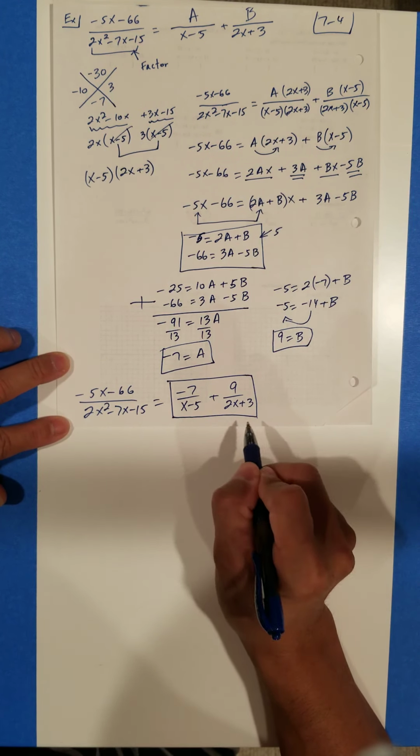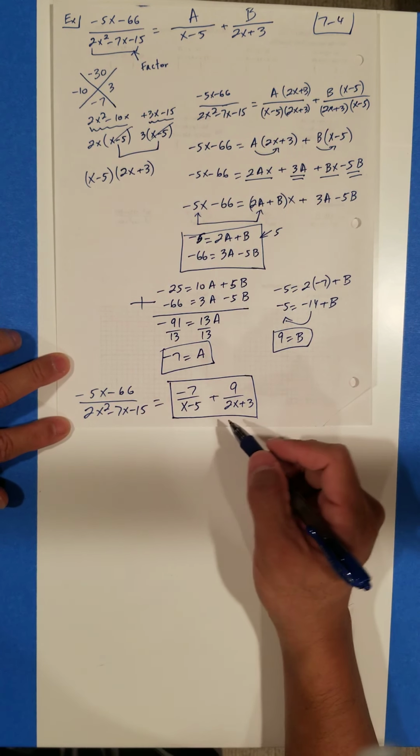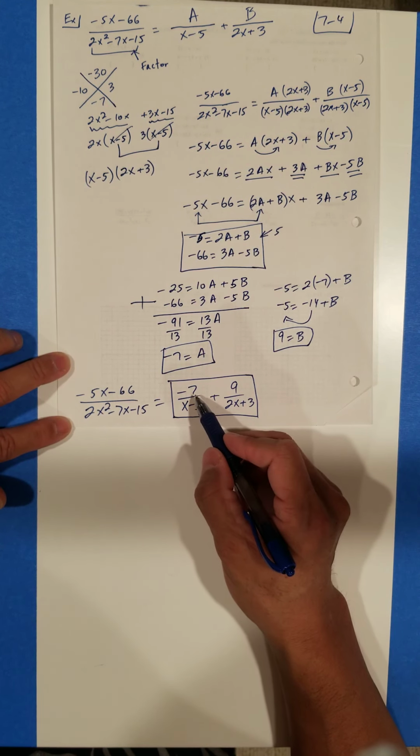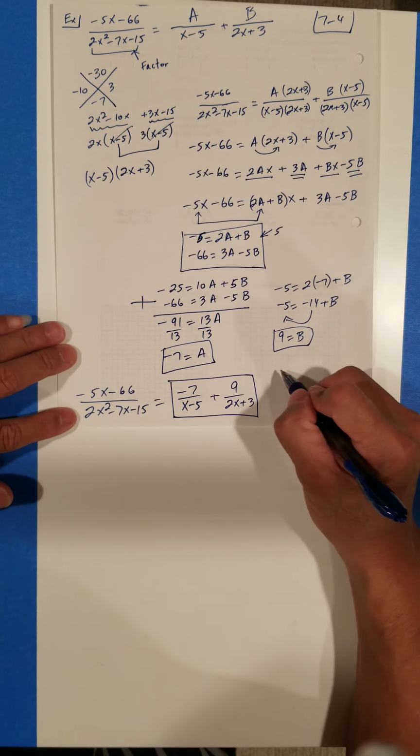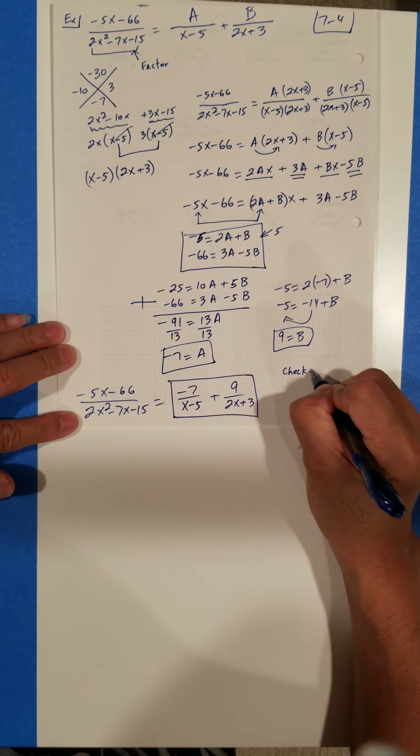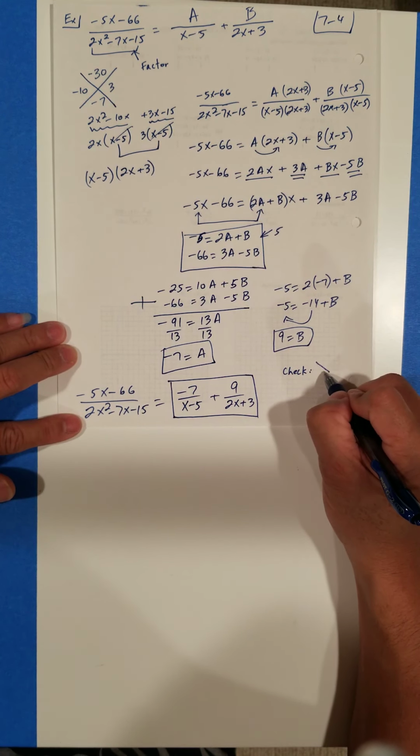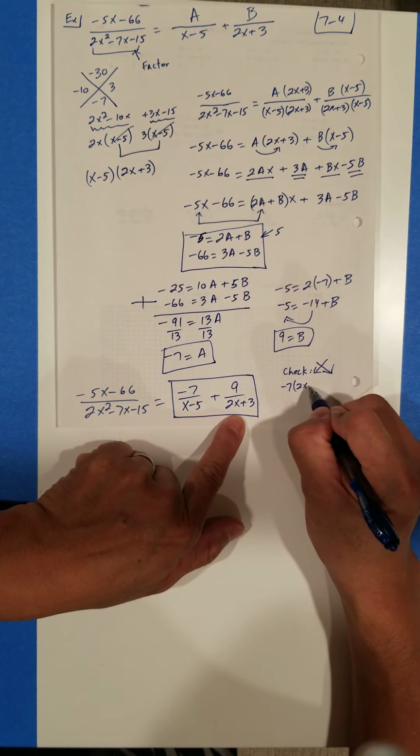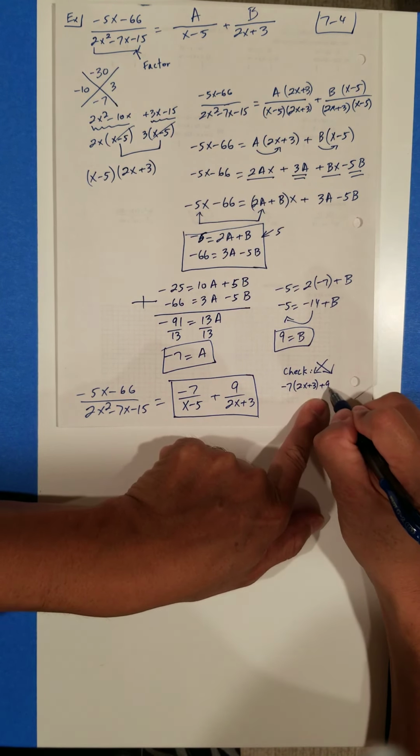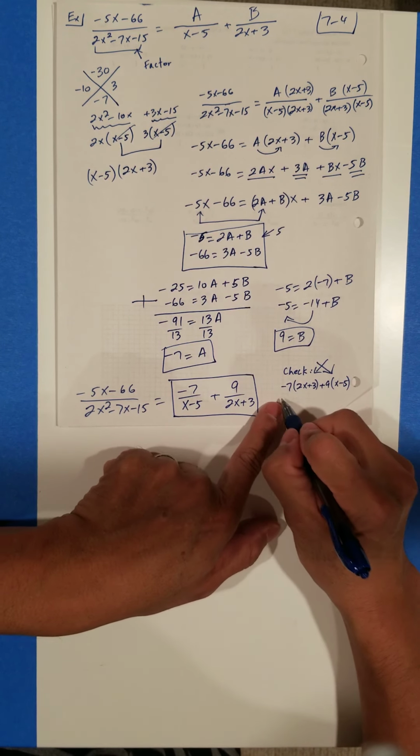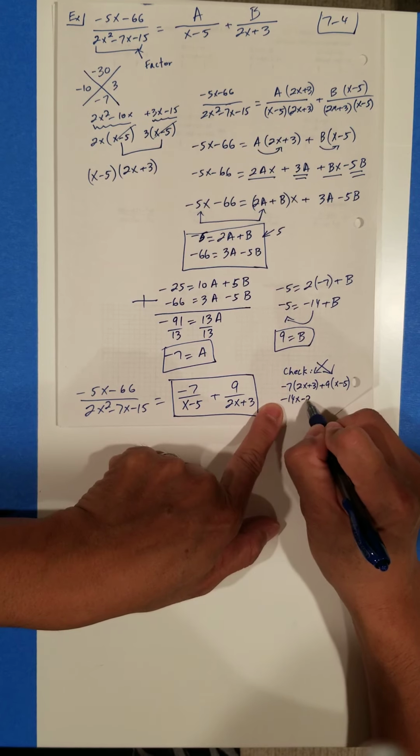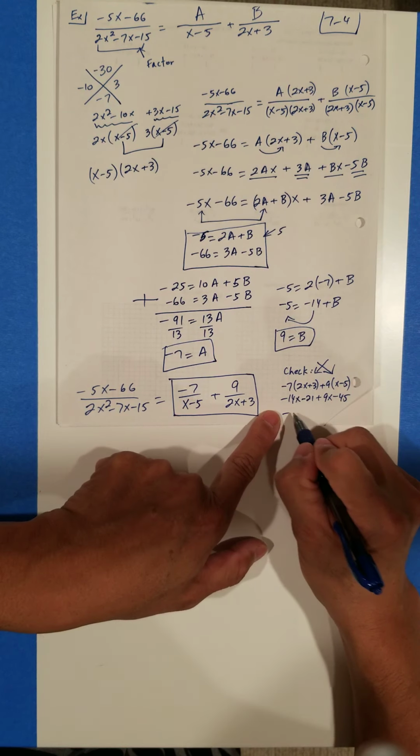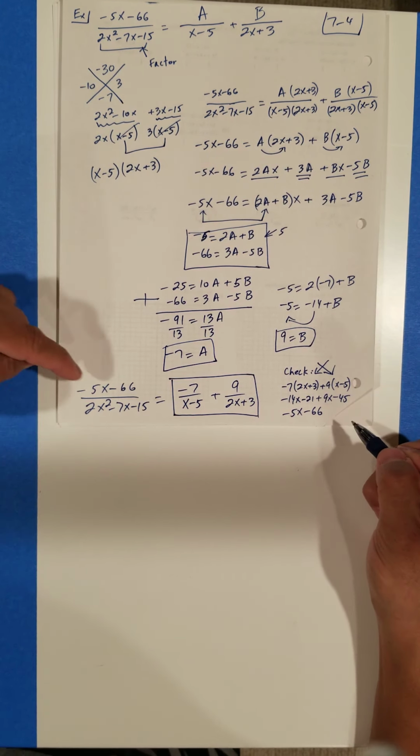So what I did was I took the original problem, which was a fraction, and I broke it down to the addition of two smaller fractions. And if you want to check this, all you have to do is cross multiply. You can check by cross multiplying. In other words, negative 7 times 2x plus 3, and then 9 times x minus 5. I get negative 14x minus 21, 9x minus 45. Combine like terms, I get negative 5x minus 66, which I had over here.